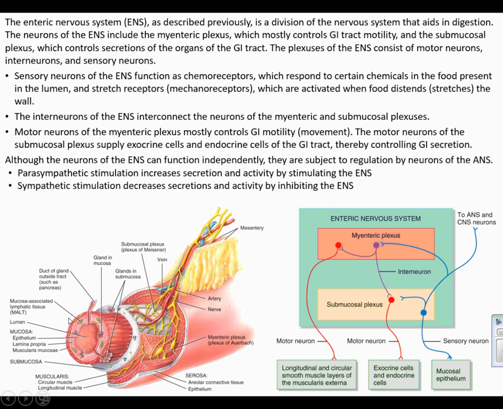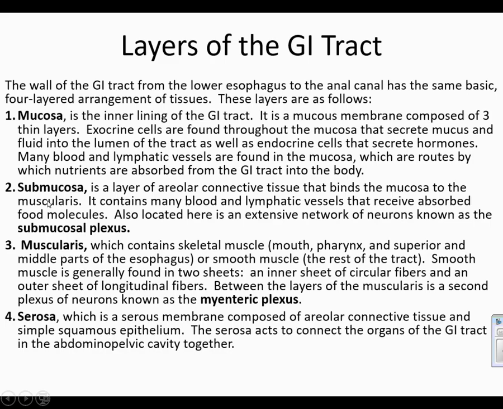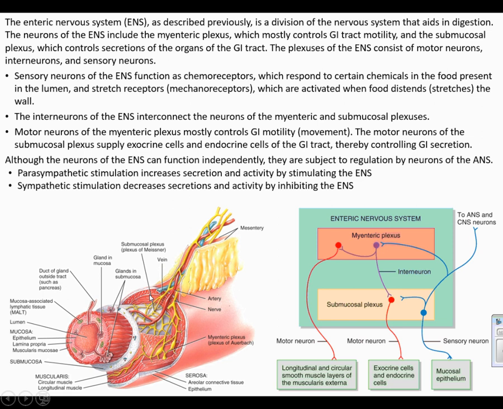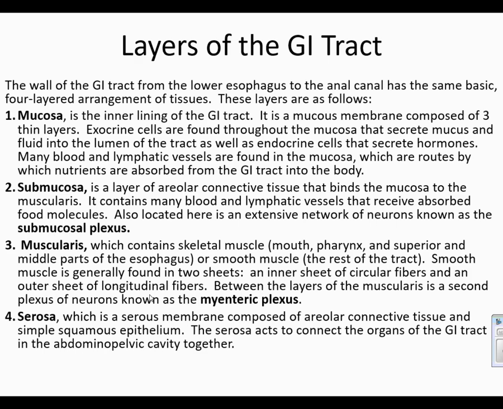Okay. There's also a lot of blood vessels and glands in our second layer, the submucosa. Okay. This binds the mucosa to the third layer, the muscularis. Okay. A very important aspect of the submucosa is an extensive network of neurons known as the submucosal plexus. Okay. There is the third layer known as the muscularis. You can guess why they call it that. This is where you find that smooth muscle, okay, that aids in that motility aspect of things that we were just talking about.